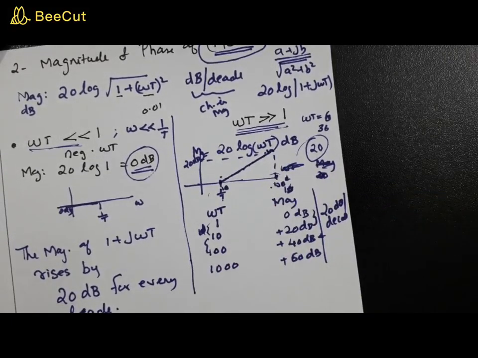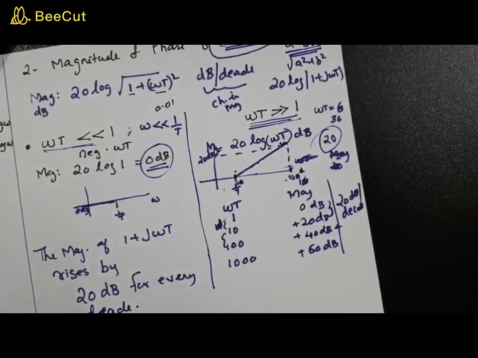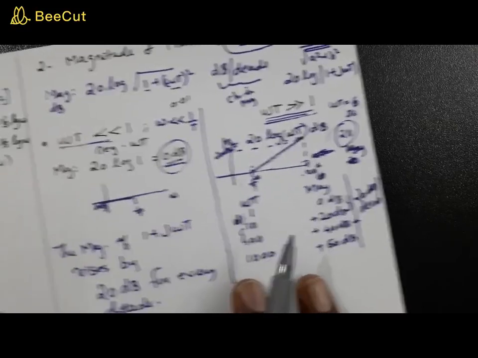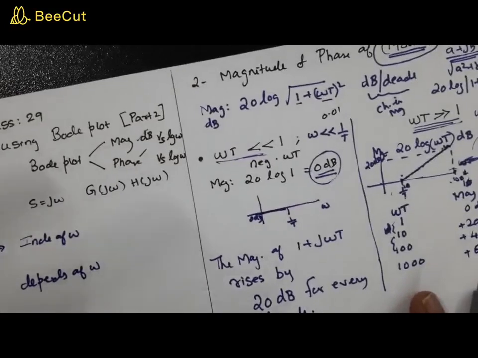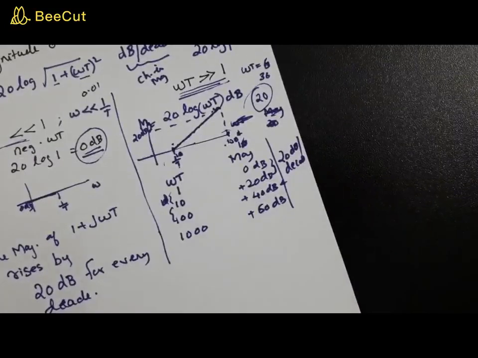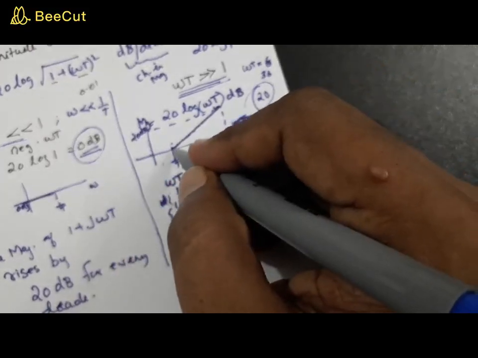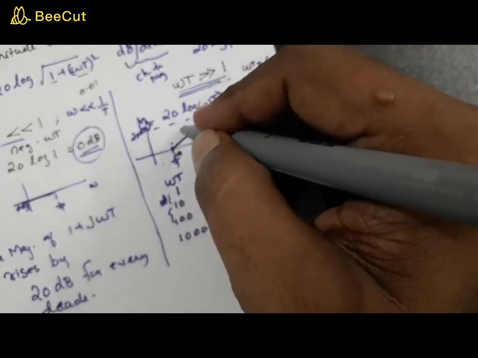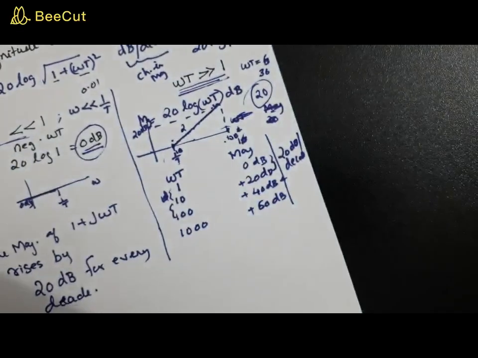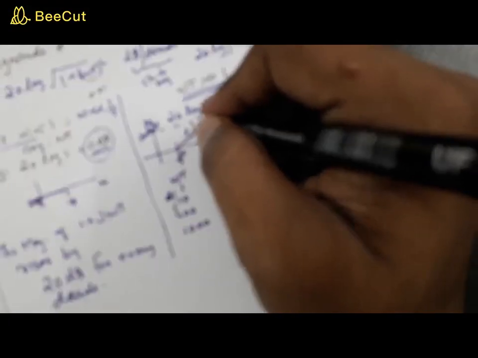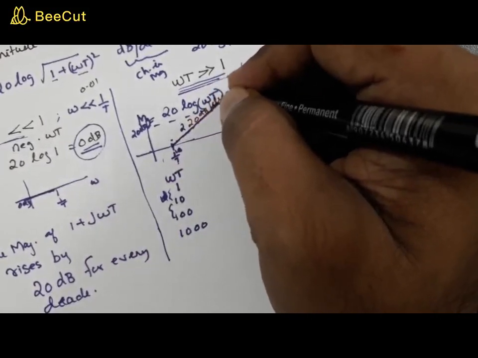Okay, now we have seen that for some lower frequencies this is having 0 dB. That is, for lower frequencies it is as if this term is not existing in the transfer function, right? This is not offering any magnitude to this particular transfer function. And after a particular frequency, it starts to increase at a rate, and you will denote that rate as 20 dB per decade. Okay, this is 20 dB per decade.